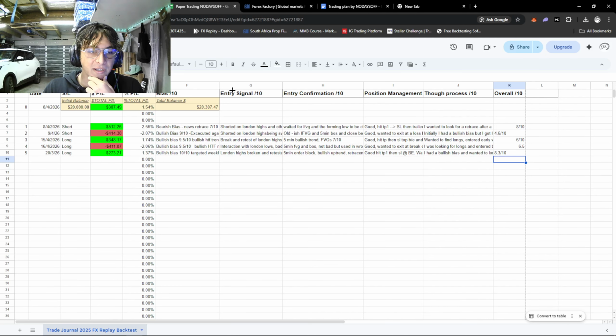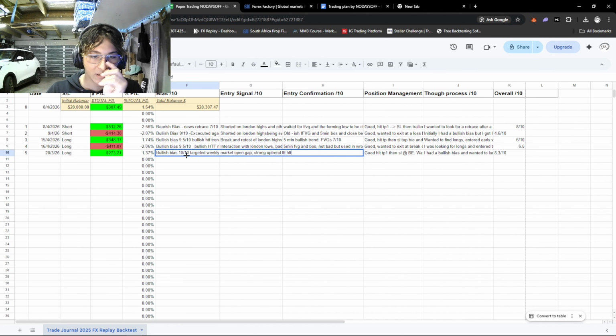So let's just get straight into the notes. All right. So today we took a 1.37% win. We took a long. I had a bullish bias. This was a 10 out of 10 bias. Targeted the market open gap. It's not really weekly, but it's the weekendly market open gap.